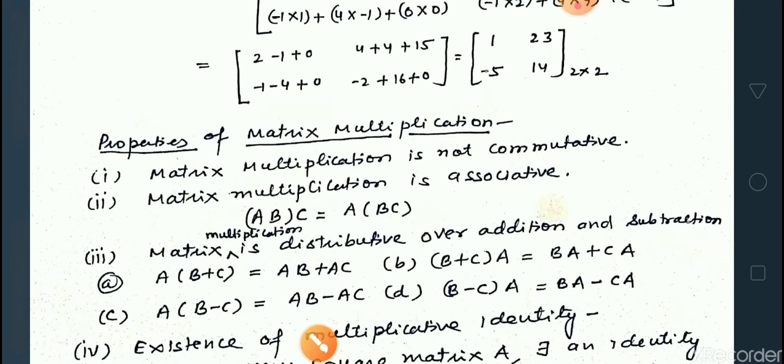Whereas matrix multiplication is associative. Matrix multiplication will be associative. Property three: matrix multiplication is distributive over addition and subtraction. Recall you have studied in earlier classes the distributive property, distribution of multiplication over addition on natural numbers, on integers. There were properties, we satisfy them, so you learn from there.